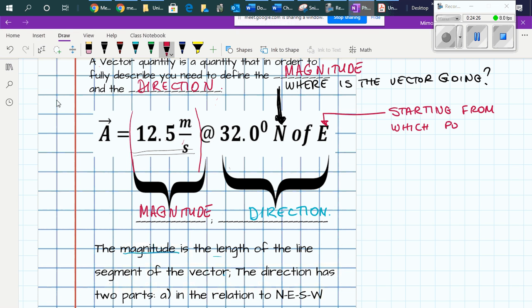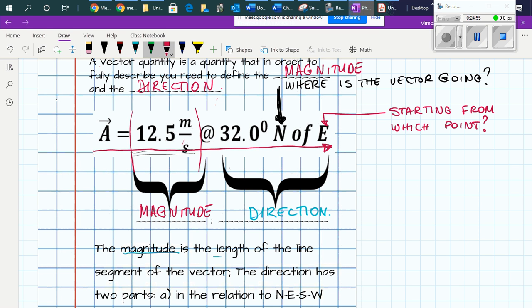Which point? And it is starting from east. So in a way, what I tell my students is when you are reading a vector, you are reading it like this. Vector A with magnitude of 12.5 meters per second at 32 degrees north of east. So you are reading it in this direction.